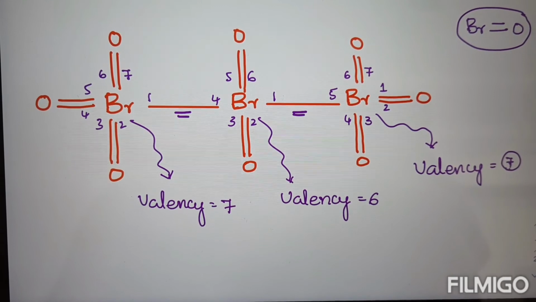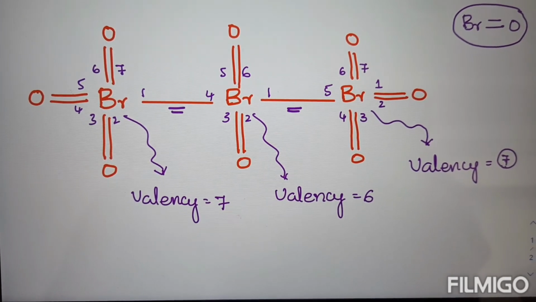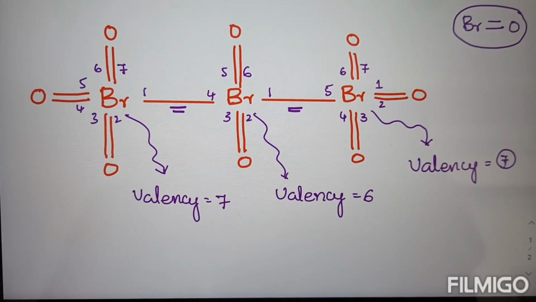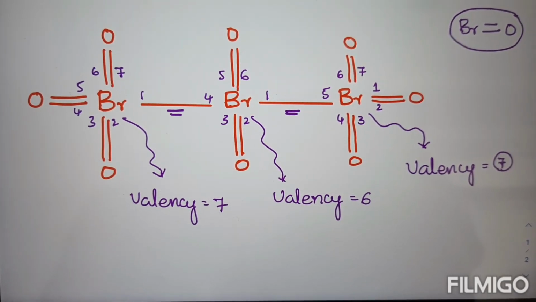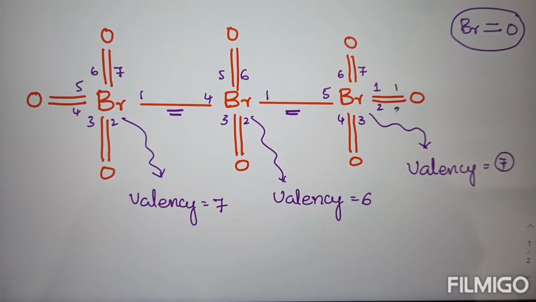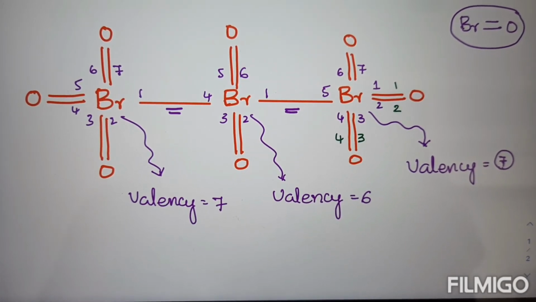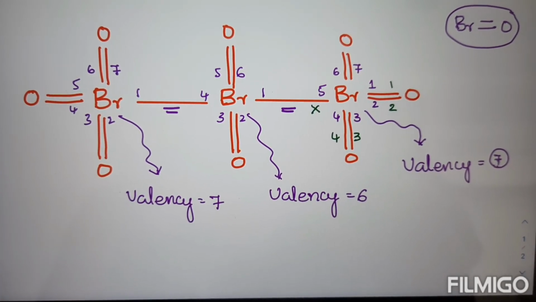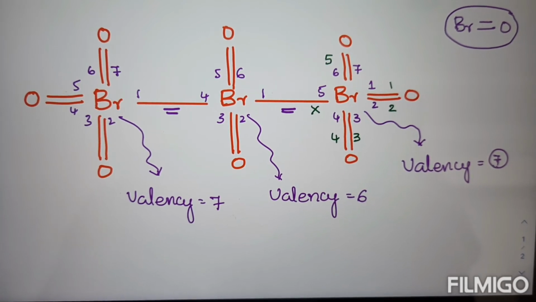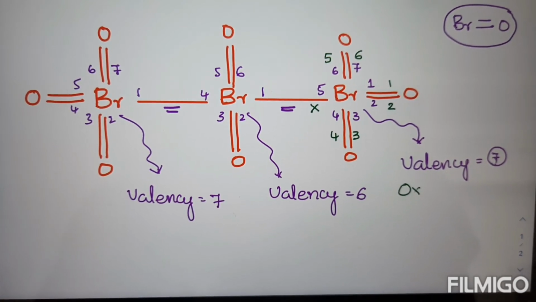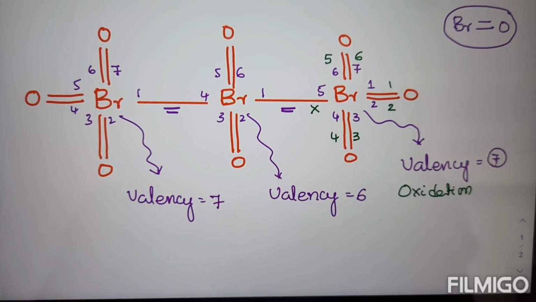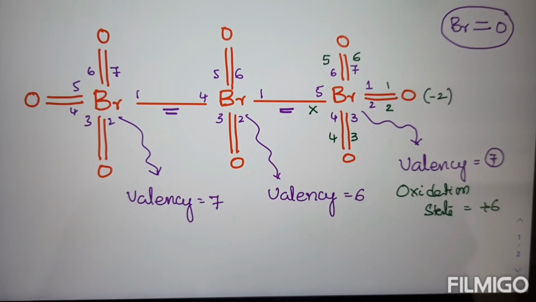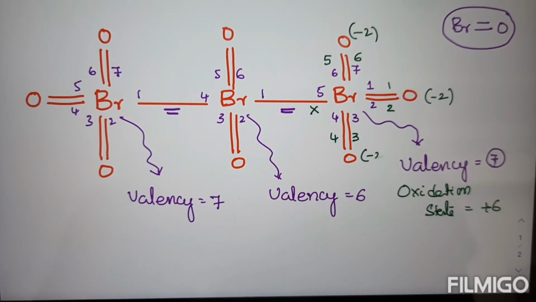Now, how can you calculate the oxidation state? Oxidation state is the number of bonds with the hetero atoms, that means with the oxygens, not with the bromine. Now we are going to count the oxidation state. This bond is counted, this is counted, and so on, but the bond between two bromine atoms is not counted. It is counted 5, and it is counted 6. So the oxidation state is +6, because oxygen is more electronegative. Oxygen always exhibits -2 in this compound.